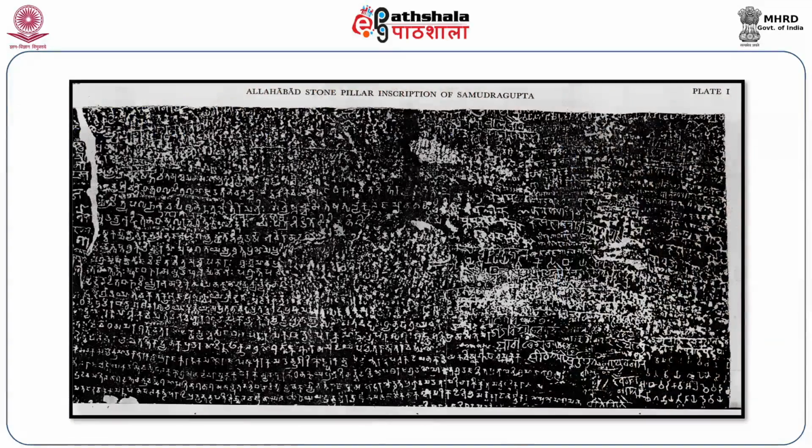This is the photograph of the inscription, and here you can find how the letters are peeled off at different places, and that's why reading of the inscription is quite impossible at many places, and that's why the reading is quite incomplete.